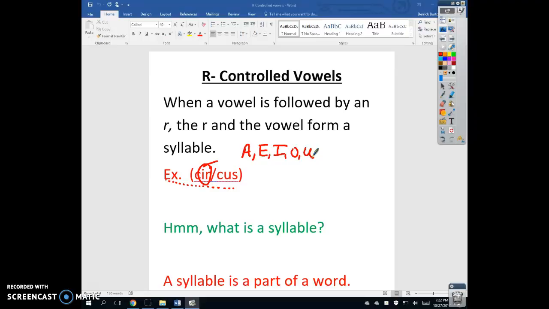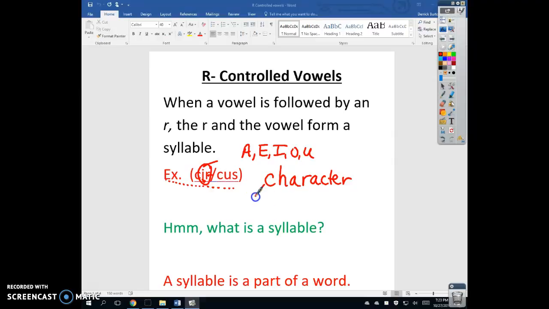Before you move forward, you're just going back and saying, okay, so what does this mean? That means when I hear the R sound, like in circus, it's going to follow a vowel, and that means that it's making its own syllable. So another word is character, okay? How many R controlled vowels are in this word? First, you might want to say how many syllables or how many parts are in that word.